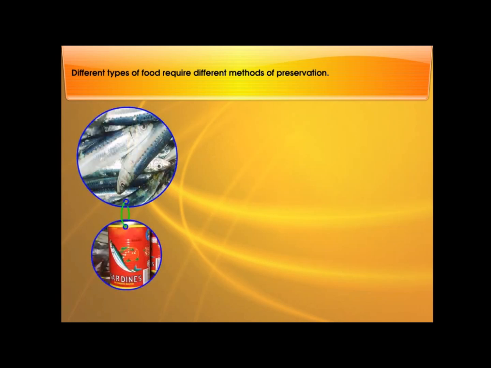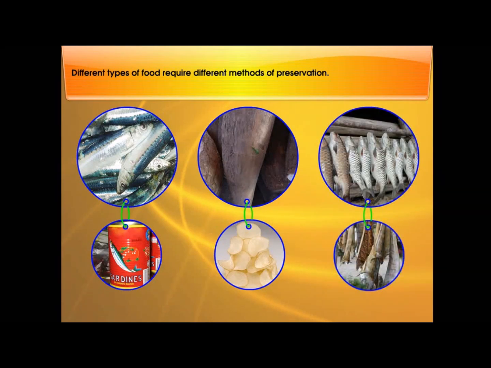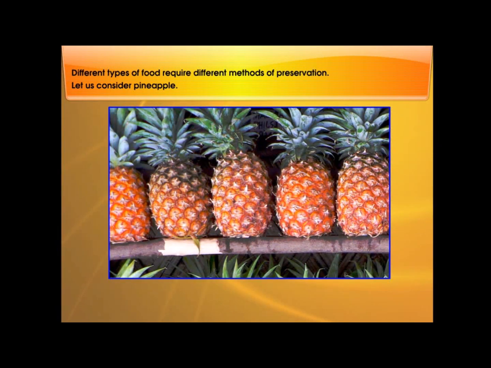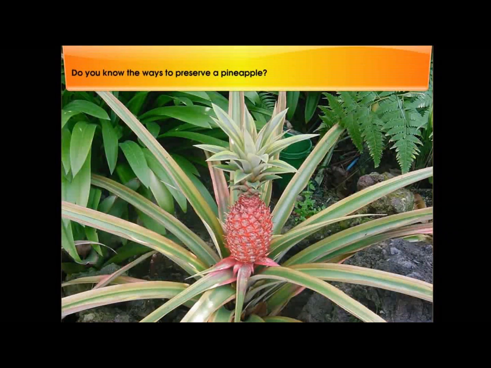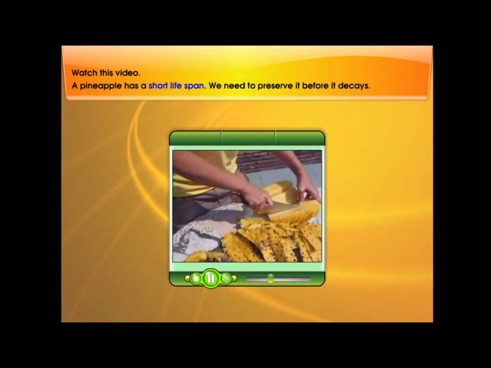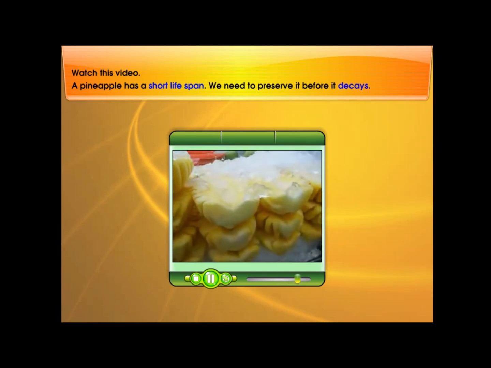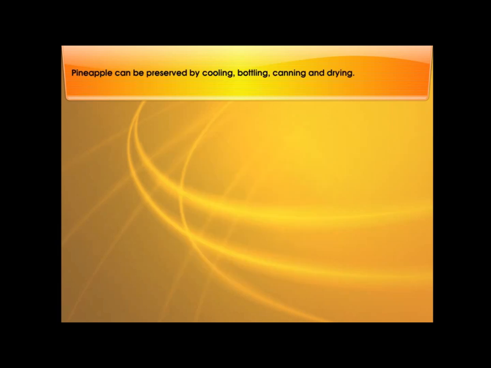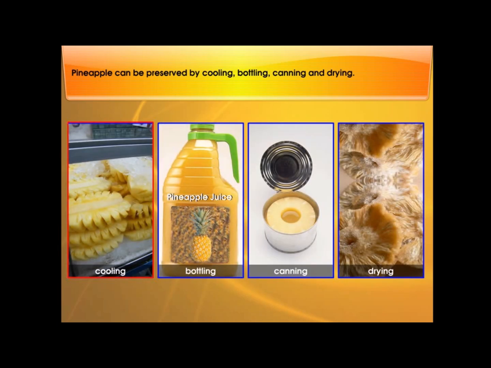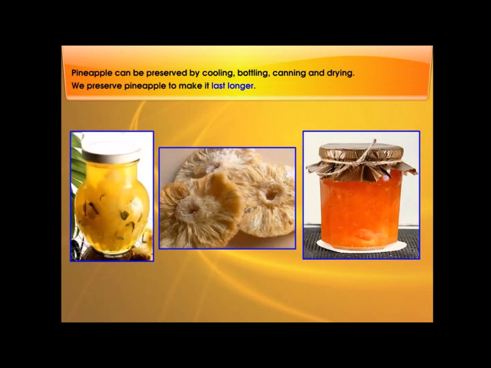Different types of food require different methods of preservation. Let us consider pineapple. Do you know the ways to preserve a pineapple? Watch this video. A pineapple has a short lifespan. We need to preserve it before it decays. Pineapple can be preserved by cooling, bottling, canning, and drying. We preserve pineapple to make it last longer.